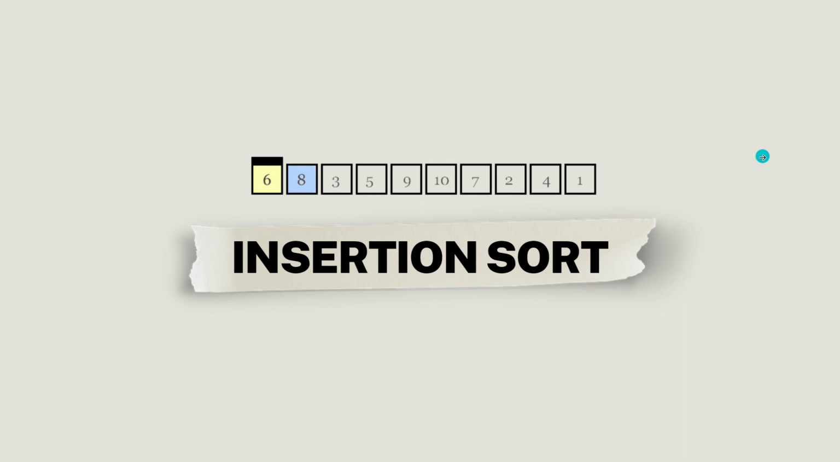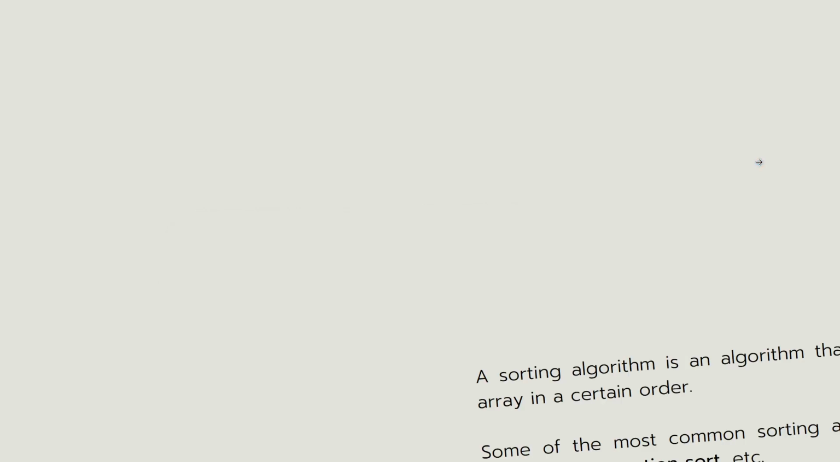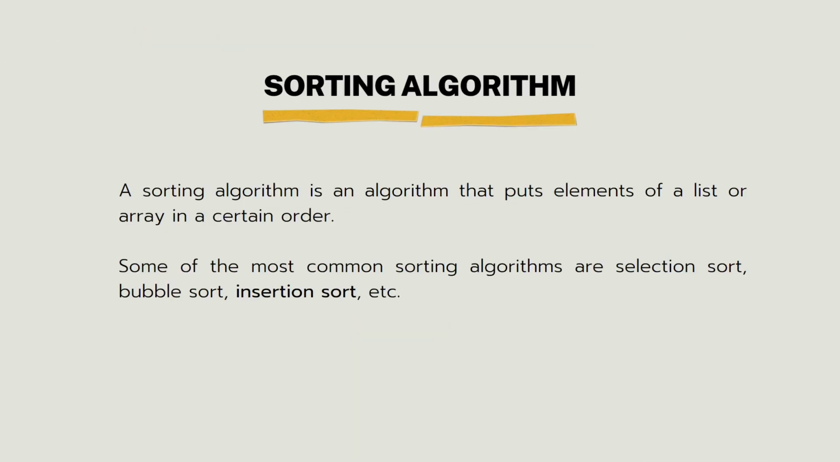Insertion sort. Sorting algorithm. A sorting algorithm is an algorithm that puts elements of a list or array in a certain order. Some of the most common sorting algorithms are selection sort, bubble sort, insertion sort, and others.